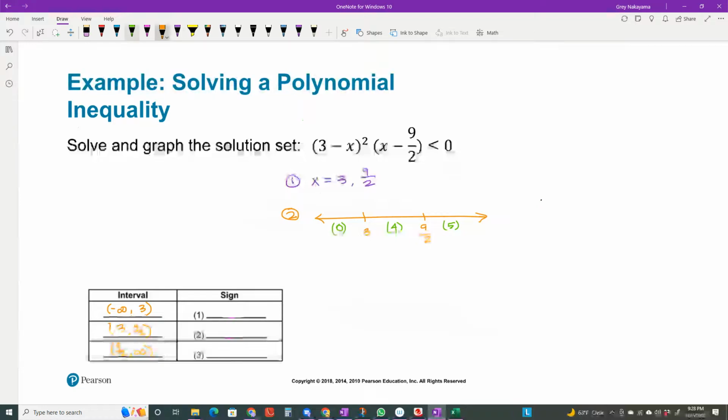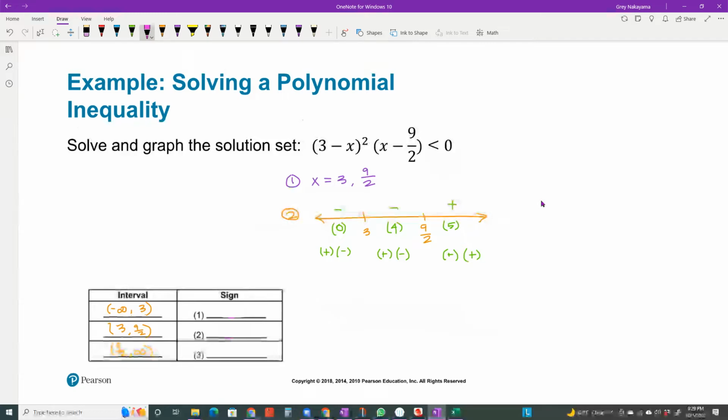Okay, so I picked my test value, and like I said, if you need to use a calculator, use a calculator, y'all. But if I put 0 in here, 3 squared is a positive number, and 0 minus 9/2 is a negative number, so this region is negative. If I put 4 in, 3 minus 4 is a negative number, but whenever I square a negative number, it's positive. 4 minus 4.5 is still negative, so this is negative. And 5, again, this is squared, so it's always going to be positive. And 5 minus 4.5 is a positive number, so this region is positive.